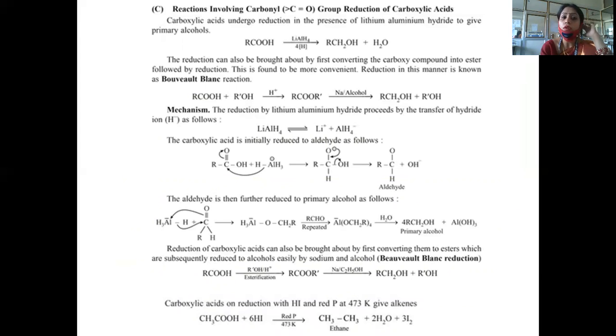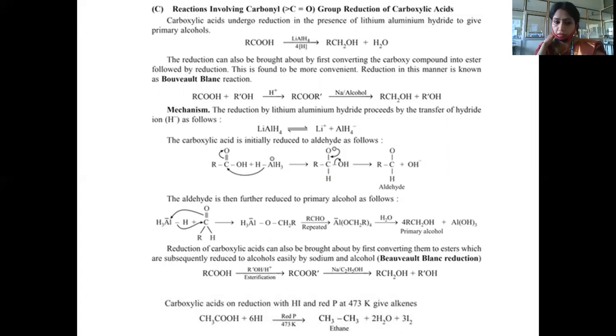Next we see reactions which involve carbonyl group, reduction of the carboxylic acid. So carboxylic acid undergoes reduction in the presence of LiAlH4 to give alcohol, like we just saw. Now this reduction can also be brought about by first converting the carboxylic compound into an ester followed by its reduction, and this reaction is named the Bouveault-Blanc reaction. Let us see the mechanism. What happens is that LiAlH4 dissociates into Li plus and AlH4 minus, and then the carboxylic acid is initially reduced to the aldehyde. Then this aldehyde further reduces to primary alcohol as shown in the equation, with subsequent formation of aluminium hydroxide.